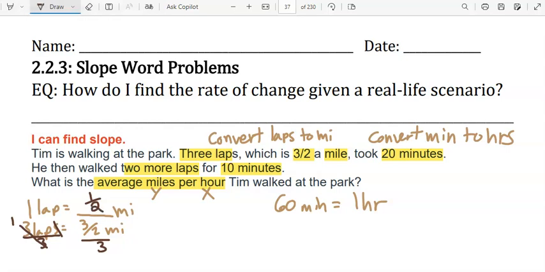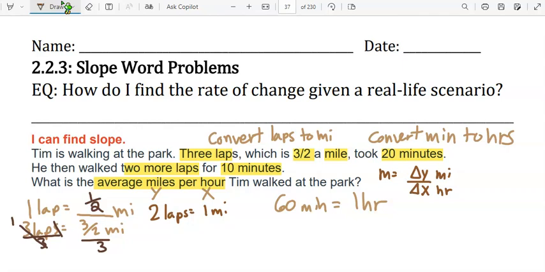And then we would need to know how many 2 laps is. 2 laps would equal 1 mile, because 1/2 plus 1/2 would be 1 whole. To find the average miles per hour, we want to find the slope, the change in Y over the change in X. So the Y is going to be the change in miles, and the change in X is going to be the change in time in hours.